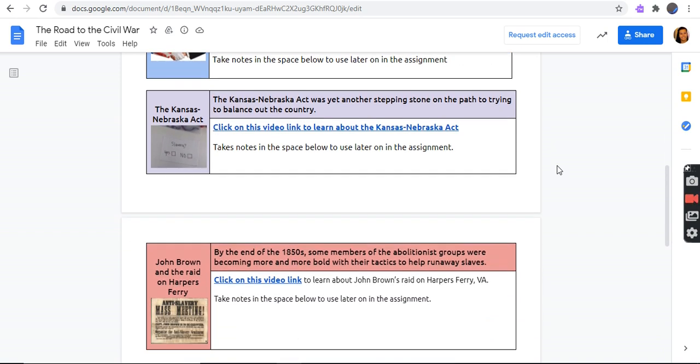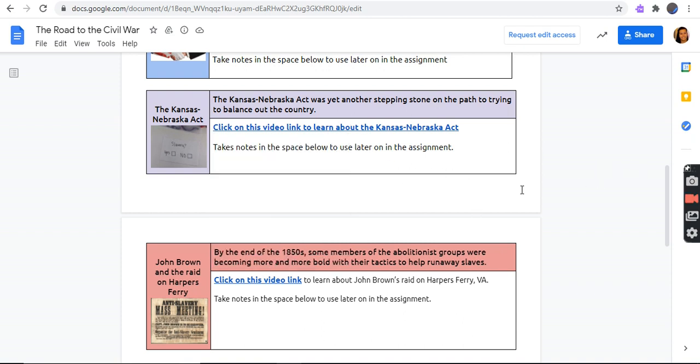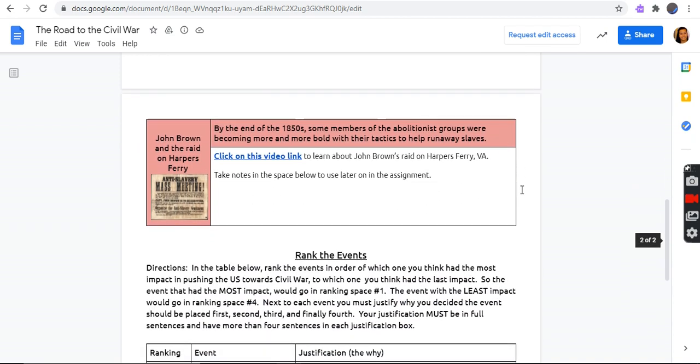The Kansas-Nebraska Act. Slavery, yes or no? The Kansas-Nebraska Act was yet another stepping stone on the path to trying to balance out the country. Click on the video link to learn about this progress. You can take notes if you have time.